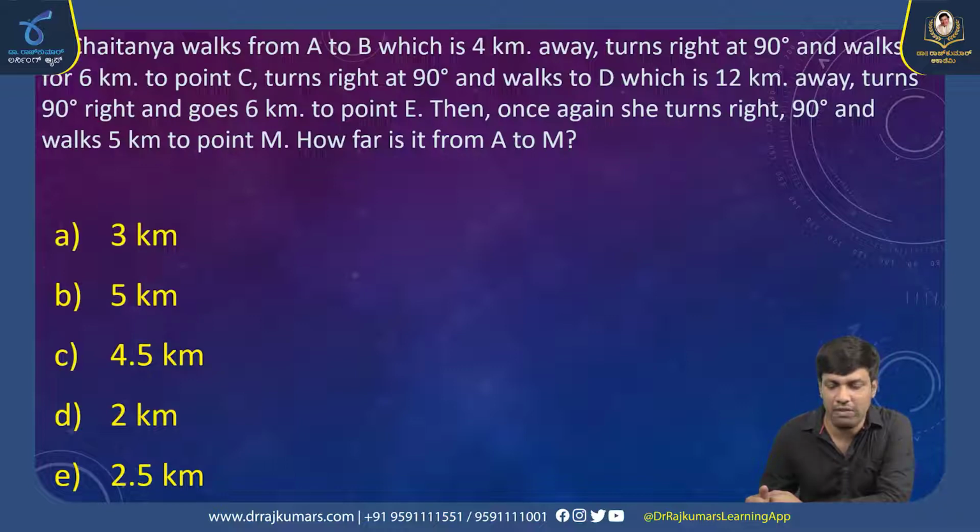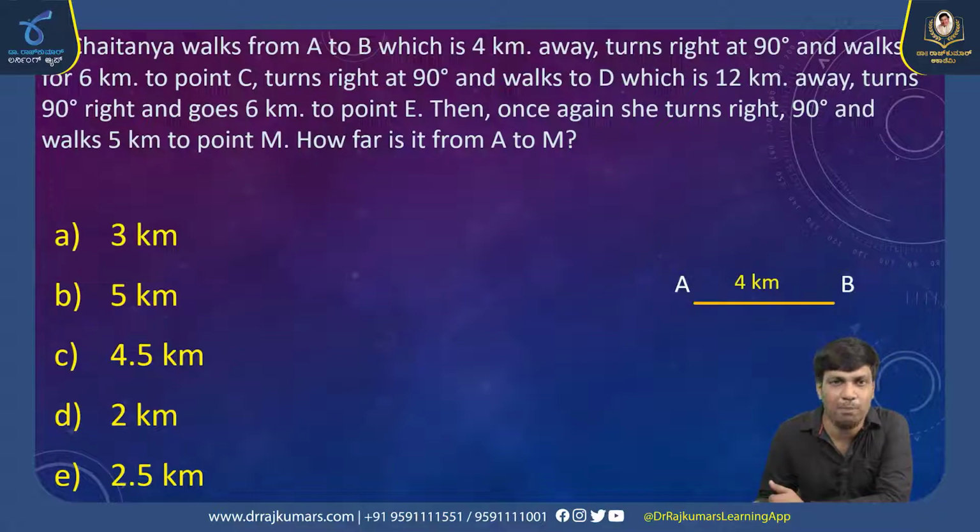Chaitanya walks from A to B, which is 4 kilometers away, turns right at 90 degree and walks for 6 kilometers to point C, turns right at 90 degree and walks to D, which is 12 kilometers away, turns 90 degree right and goes 6 kilometers to point E. Then once again she turns right 90 degree and walks 5 kilometers to point M. How far is it from A to M? The options are 3 kilometers, 5 kilometers, 4.5 kilometers, 2 kilometers and 2.5 kilometers. Let us see how to crack this problem now.